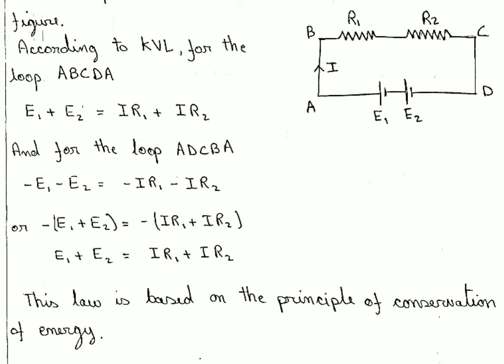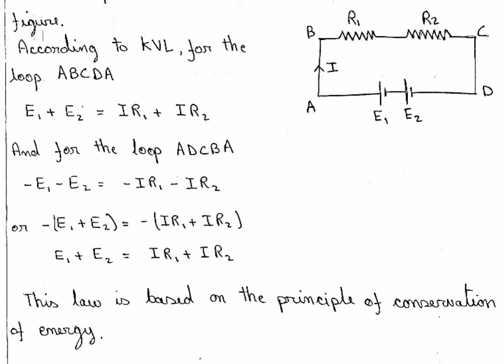And the current, again the current is in the direction from B to C, but this loop which we have taken is from A, D, C, B, A, which means the loop is from C to B, which is in the opposite direction of the current. Hence the current is taken to be negative. Hence we have minus E1 minus E2 is equal to minus IR1 minus IR2. The negative sign is because of the loop rule.